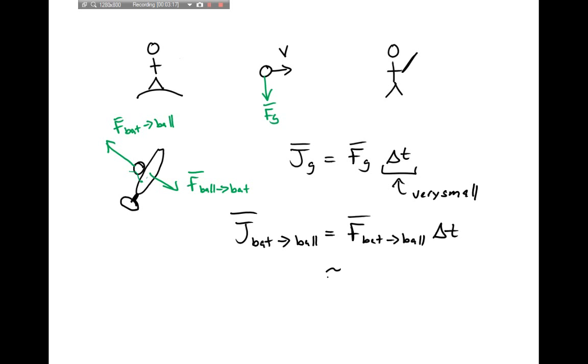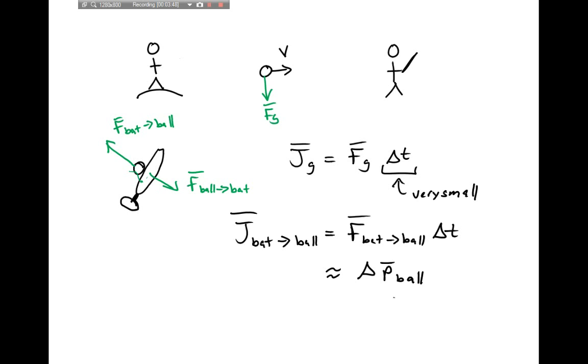And this is approximately going to be equal to the change in the momentum of the ball, because almost all of the change in the momentum is going to be caused by the ball hitting the bat. And we know that this is pretty large. So what this tells us is that the impulse caused by the bat hitting the ball is much, much larger than the impulse caused by gravity if we just look at the moments immediately before the ball hits the bat and immediately after the ball hits the bat.